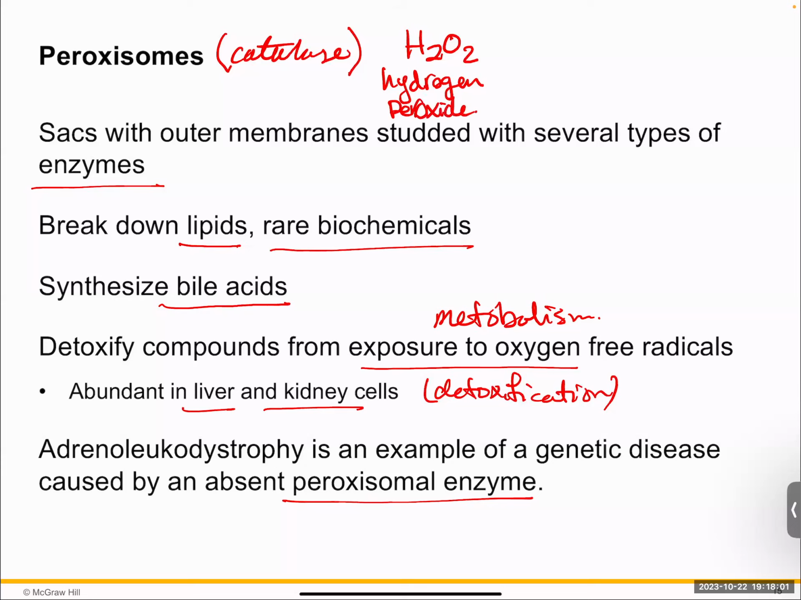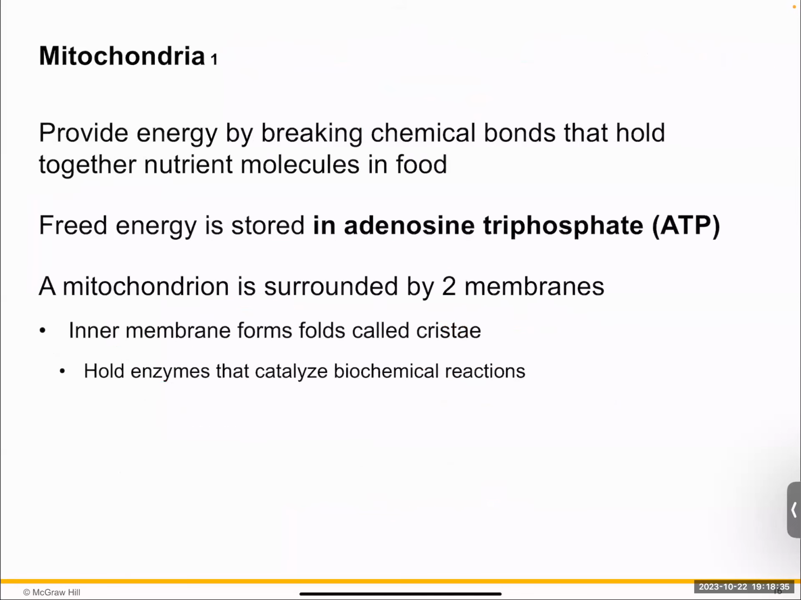This is a metabolism byproduct, and it's very harmful. It contains free radicals that can cause damage to our cells. So this enzyme inside the peroxisome, catalase, takes this harmful material and breaks it down. Here's the cool thing: to H2O, which is water, and O2, which is oxygen gas. So it takes something that's super harmful to us and makes something really healthy out of it.